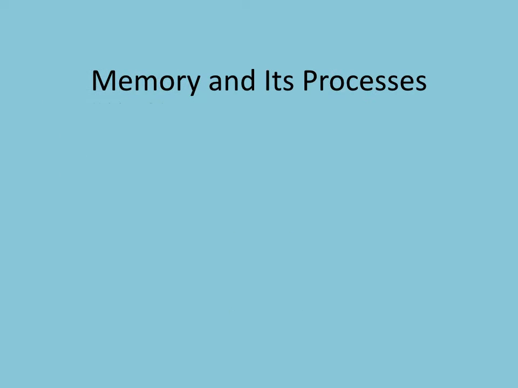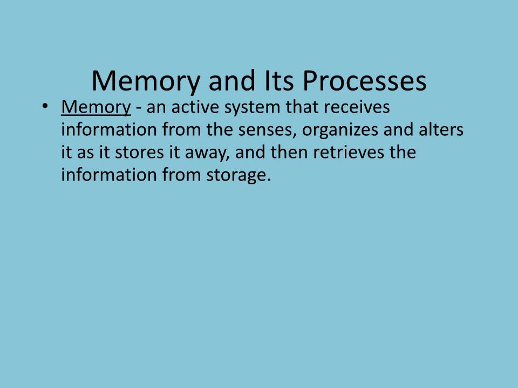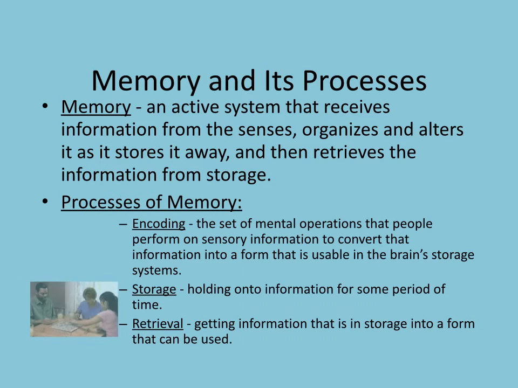So let's talk about memory. Memory is an active system that receives information from the senses, organizes it, and alters it as it stores it away, and then has the ability to retrieve it from storage. Now, there's three major processes of memory: encoding, storage, and retrieval.